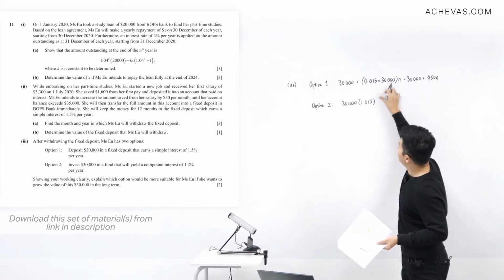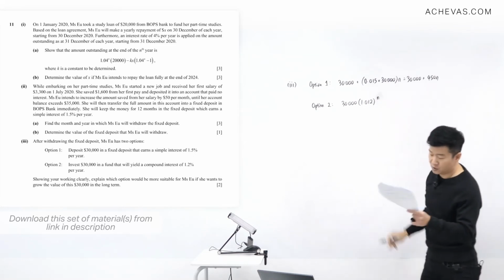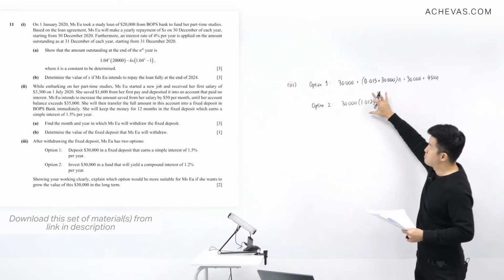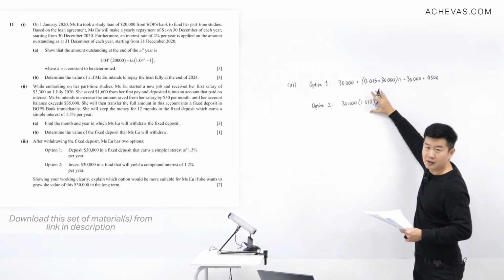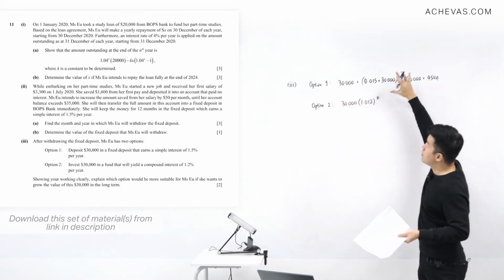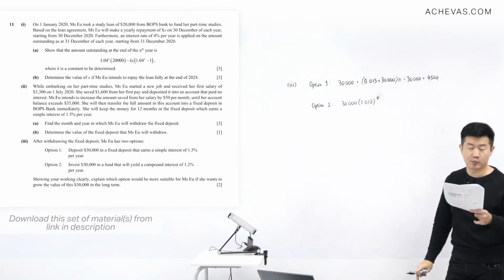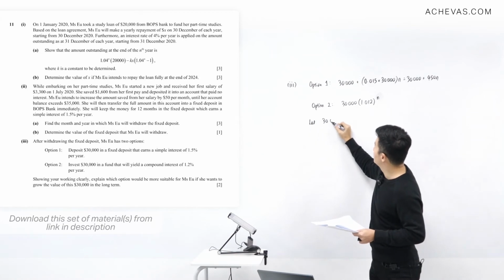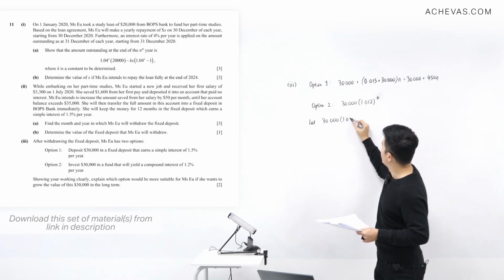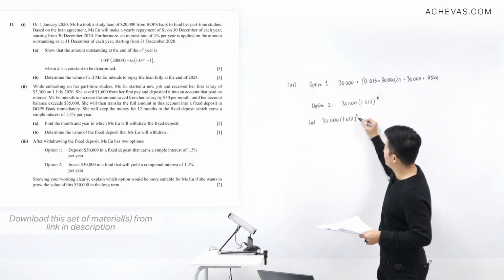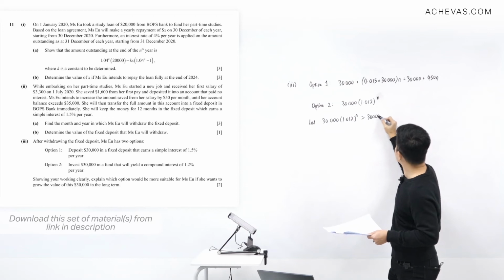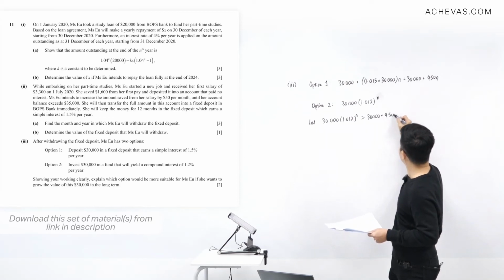So if you are comparing n number of years, like here, it is going to be to the power of n. And let's try to find out when exactly this amount of money, the total amount of money she's getting if she were to go for option 2, will be more than the total amount of money if she were to be going for option 1. So I am going to let 30,000 1.012 to the power n, option 2, be bigger than 30,000 plus 450n.